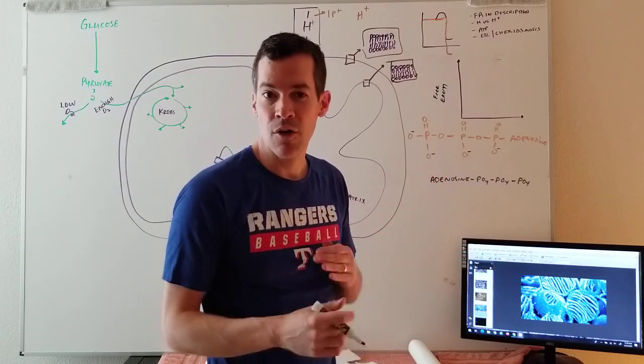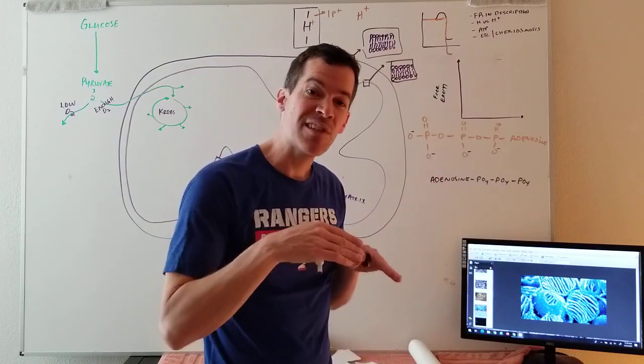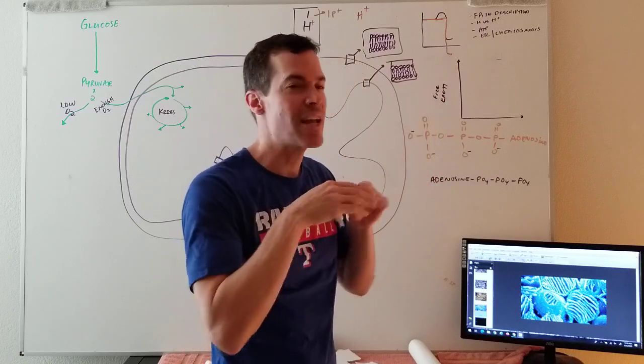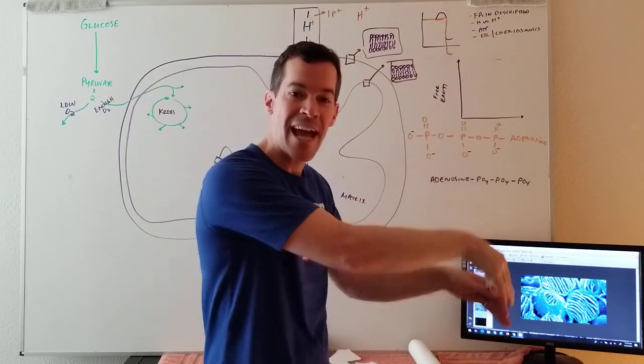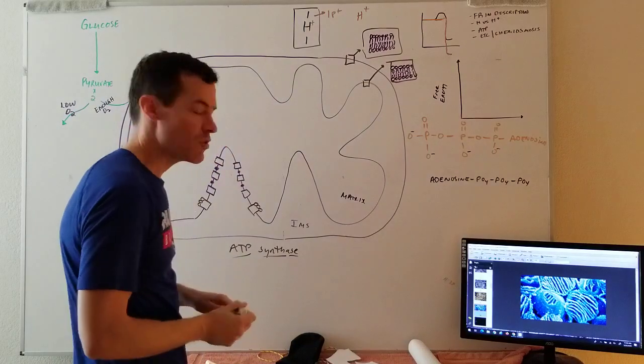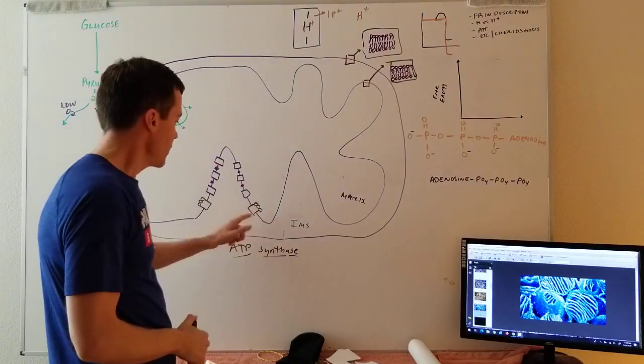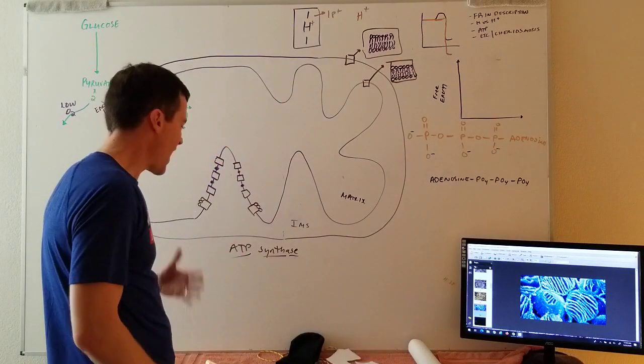Remember in the previous video, anabolic, catabolic? ATP synthase is anabolic, ATPase is catabolic. It breaks down ATP to release energy. So we're trying to build up energy. Well, how does it do that?